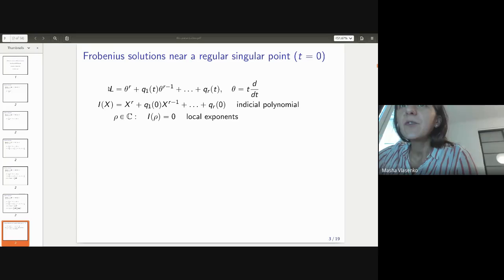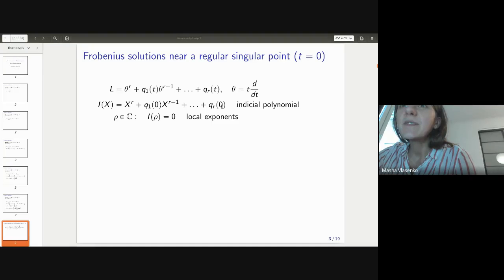So if we have a differential operator and we want to solve it near a point, which in this slide will be t equals 0, so we speak about solutions locally, then it's convenient to write it in terms of this derivative theta. I will use it throughout the lecture because theta is convenient to analyze the singularity. So if we rewrite our differential operator like this in terms of theta, then we can define the indicial polynomial.